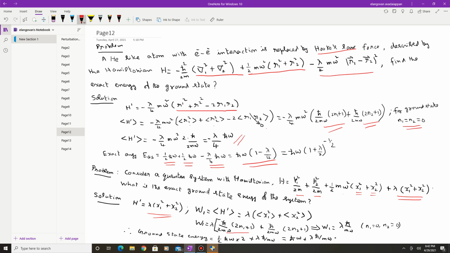This is a problem you have already done. You know the result of the expectation value of x1 square. Similarly for the expectation value of x2 square, the result is also known. If you add these two, you will get the first order correction. If you put n is equal to 0, you will get the correction to the ground state energy. And the total energy, since there are two particles: one particle has h cross omega, for two particles you multiply by 2, which gives 2 h cross omega, and this is your correction term. So finally you will get this.